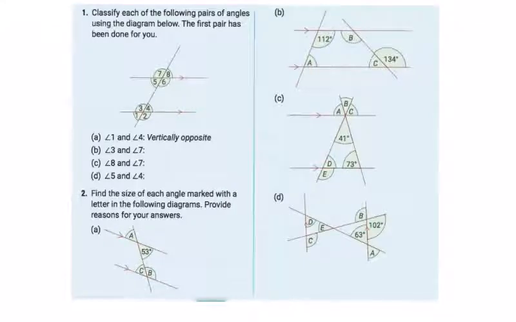Okay, so let's look at some questions. Classify each of the following pairs of angles using the diagram below. They tell you that 1 and 4 are vertically opposite. You can see that here. 1 and 4 vertically opposite.